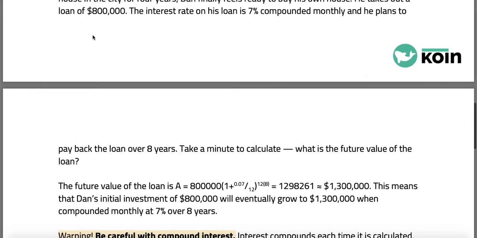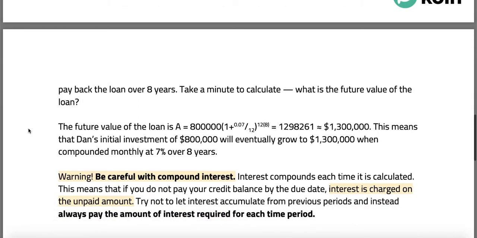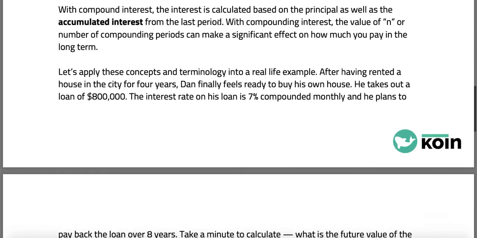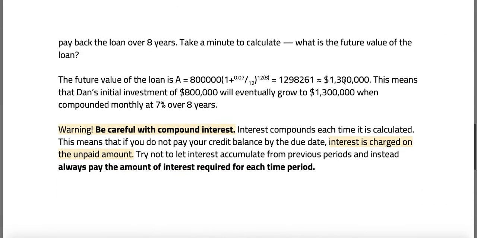So he takes out a loan of $800,000. The interest rate on his loan is 7% compounded monthly, and he plans to pay back the loan over 8 years. Now we can calculate the future value of the loan, or A, using that formula that we saw above, right here. And we end up getting $1,300,000. Now again, this number here is not the interest.